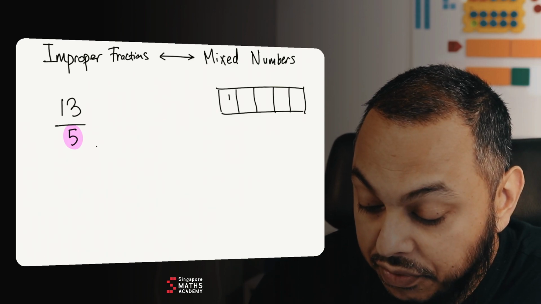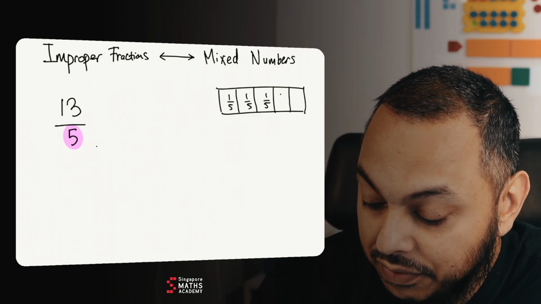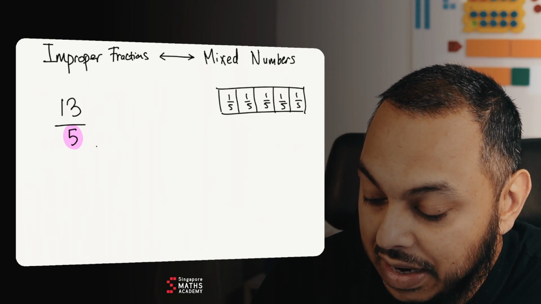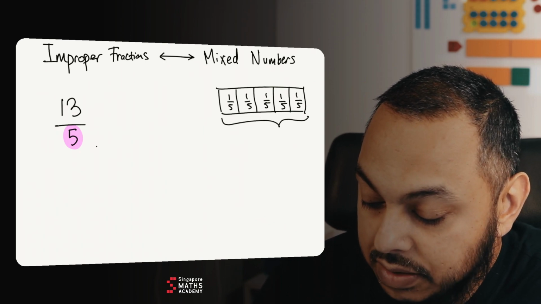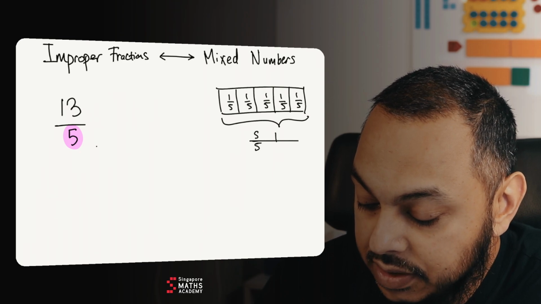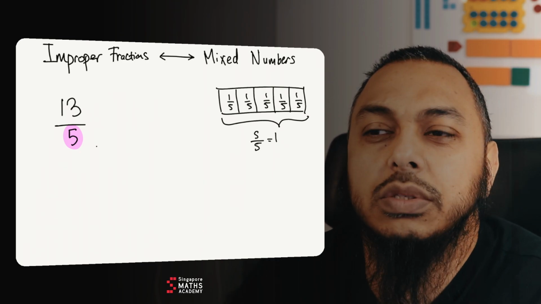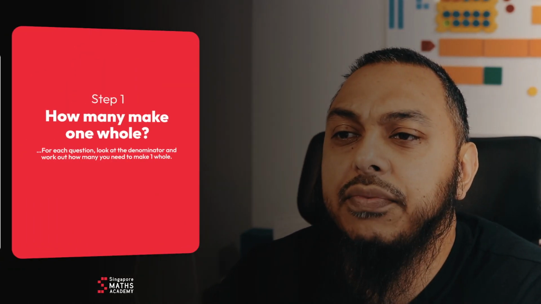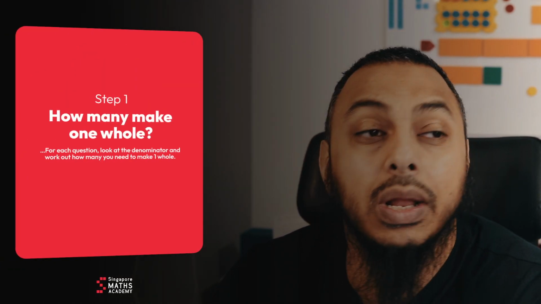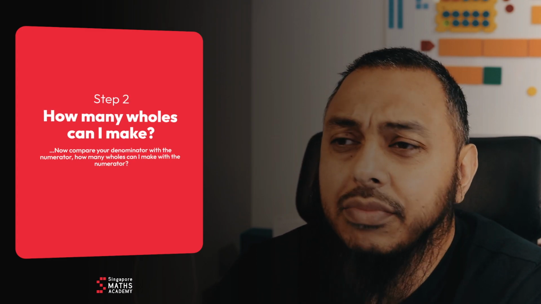There needs to be 5 fifths: 1/5, add another fifth, add another fifth, add another fifth, add another fifth. All of this makes one whole, right? Because 5 fifths is equal to one whole. And so that tells me that I need 5 fifths. And how many make one whole? I know 5 fifths makes one whole. Right, so now that that's done, step 1. What's step 2? How many wholes can I make?